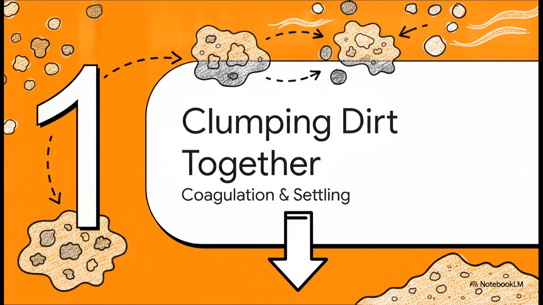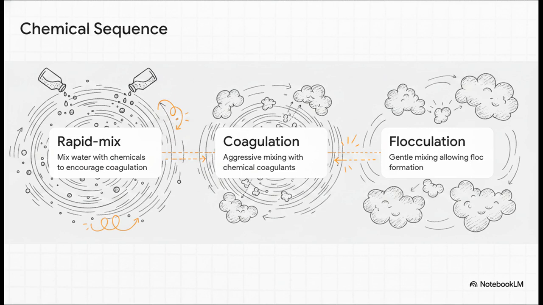Which brings us to phase 1. Clumping the dirt together. To tackle those incredibly stubborn, microscopic suspended particles that just refuse to settle out on their own, our best solution is to literally force them to clump together. The whole process kicks off with a 3-step chemical sequence. First up, the water enters a rapid mix stage. Here, we aggressively mix the water with chemical coagulants, things like aluminum sulfate, ferric sulfate, or ferric chloride.